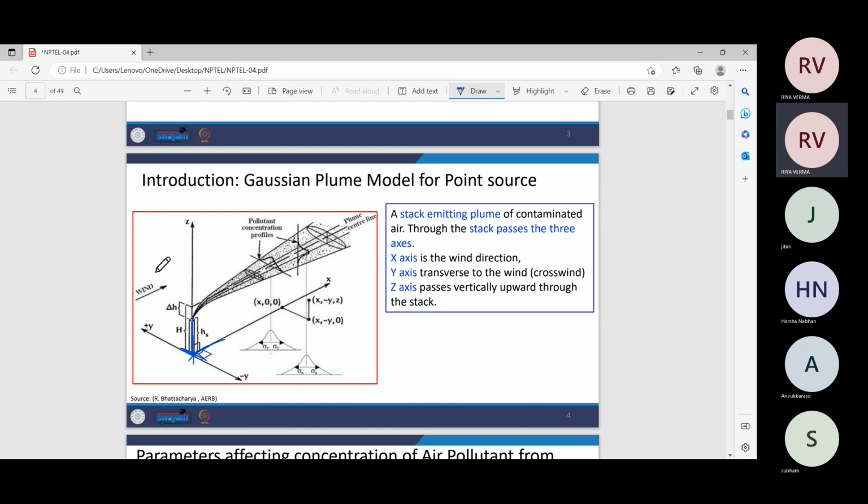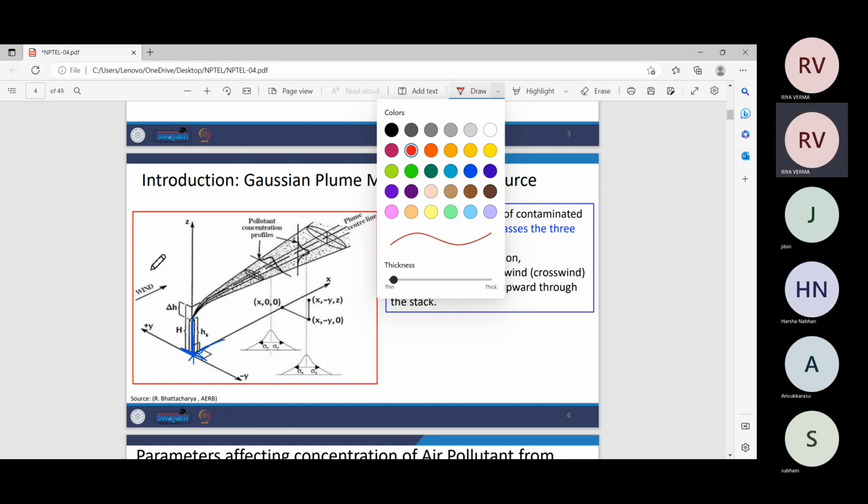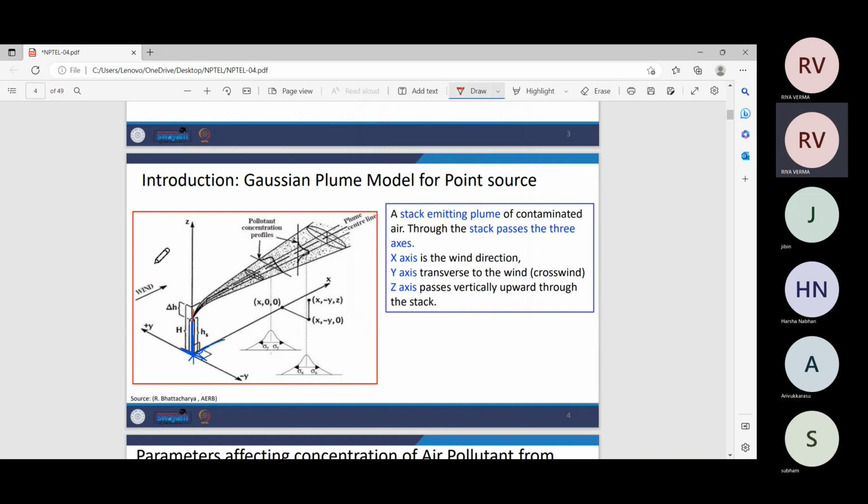So, for example, this plume moves upwards. This plume released from the stack moves upward to some height, delta h, that is your plume rise, and capital H is the height of this stack, and then it starts to disperse in the ambient environment.